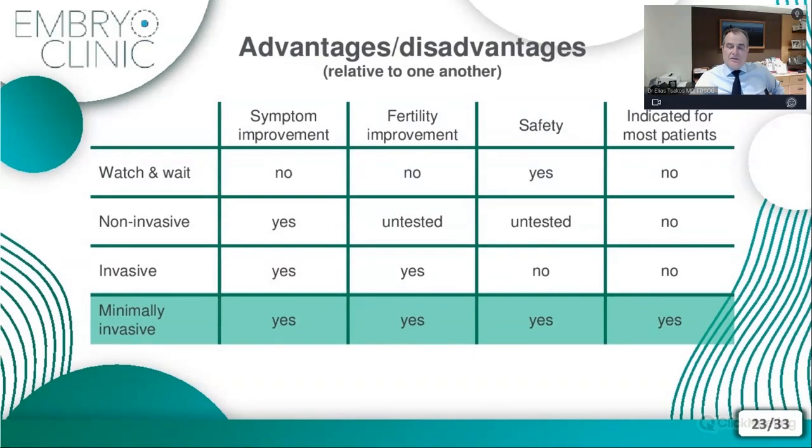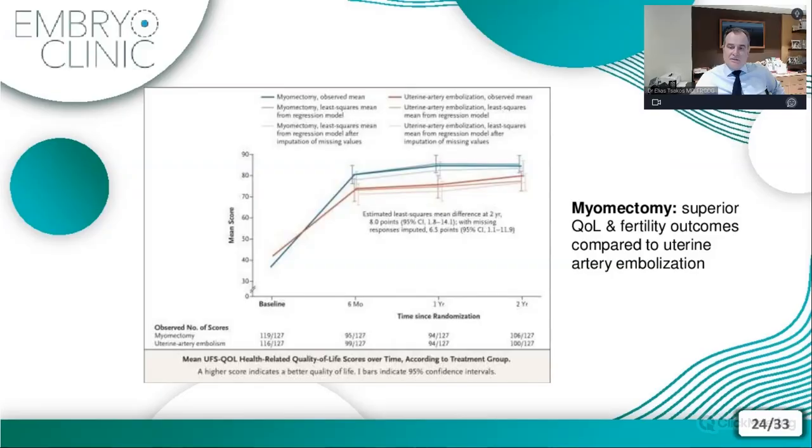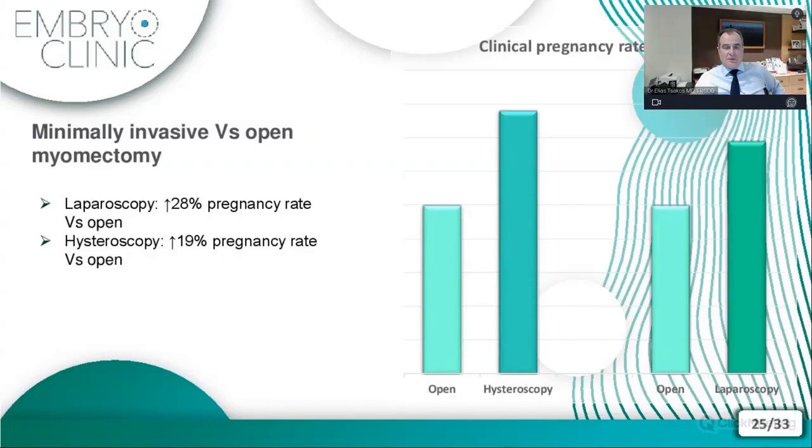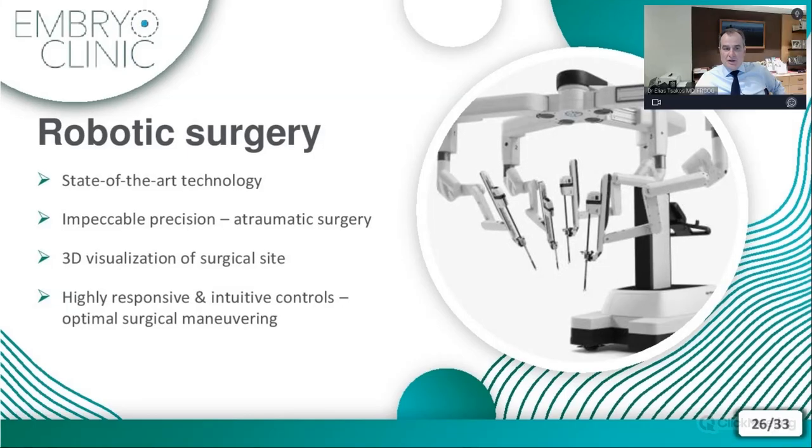Here we can see the advantages and disadvantages of all these methods. Again, it's not an easy puzzle to solve, and individualization is very important, and consultation by a team of doctors specialized in both fertility and surgery. Okay, here we can see that myomectomy is superior with regard to other options, with regards to the fertility outcomes, and of course, minimally invasive hysteroscopy or laparoscopy is by far more superior than the traditional approaches. So that's a piece of good news for our patients.